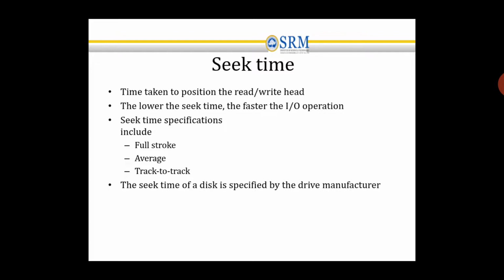The seek time specification includes three categories: full stroke, average and track to track. We'll see them one by one now.